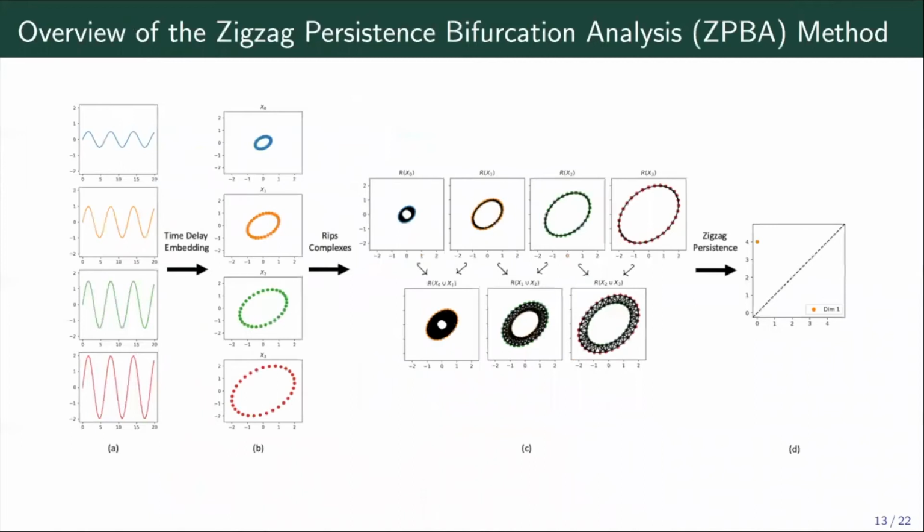So now we can introduce our method, which we're calling Zigzag Persistence Bifurcation Analysis, or ZPBA for short. So the method starts the same, where you have an input sequence of time series, you embed them using the time delay embeddings, but now rather than computing persistence diagrams for each one separately, you compute the zigzag using this Rips complex method I've described. And then you use zigzag persistence to extract topological features that persist through this sequence rather than looking at topological features of each point cloud separately.